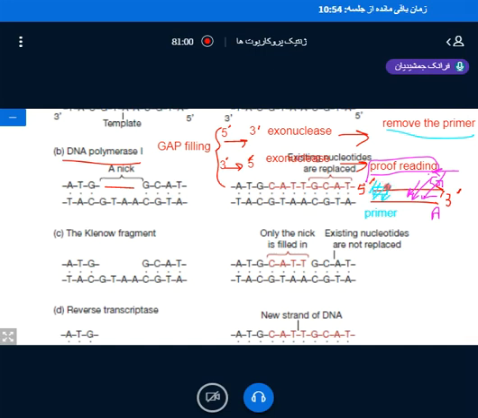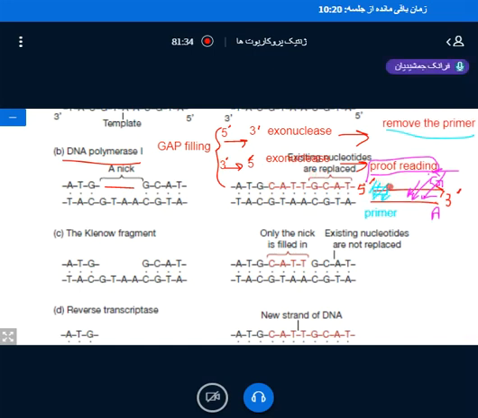What do we have in 5'? Fatima, tell me. What do we have in 5' of DNA? The beginning of DNA. We always have a primer. Thank you. So, by the function of 5' to 3' exonuclease, it can remove the primer and fill the gap. Okay.